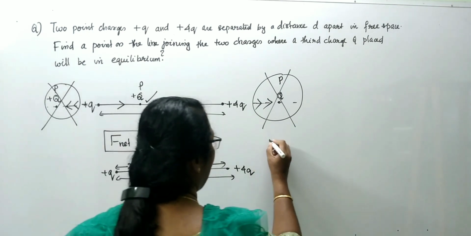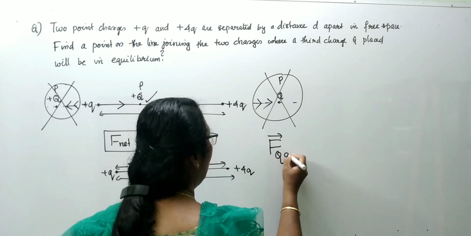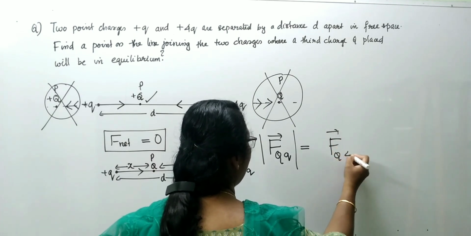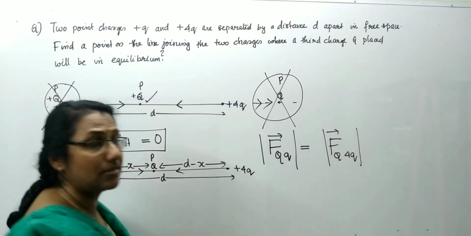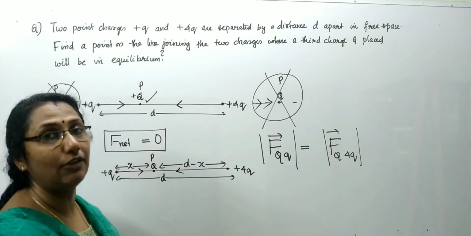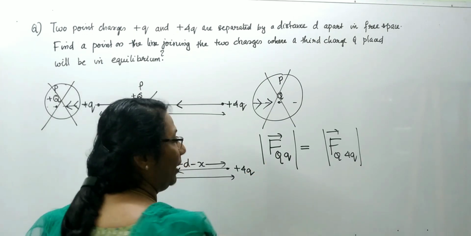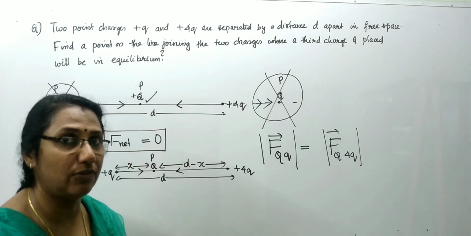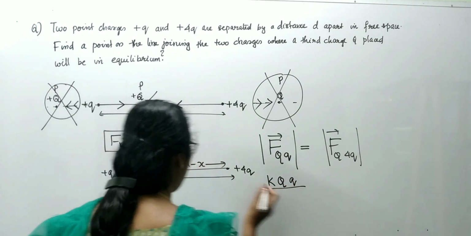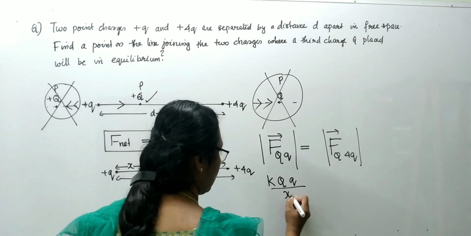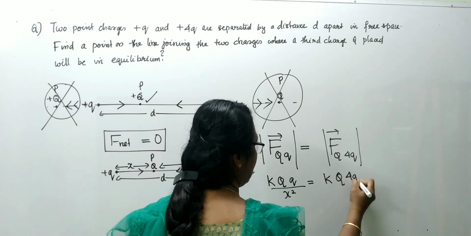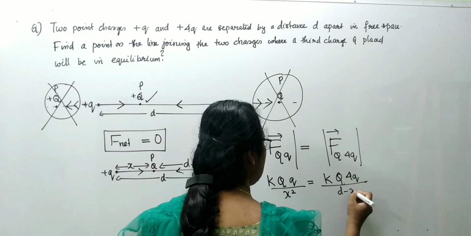So we are going to take the magnitude of force acting on capital Q due to small q, and the force acting on capital Q due to 4Q, to be equal. Then only the system will be in equilibrium. Equal and opposite forces. Opposite means the direction is opposite and the magnitude we have to make equal. So the equation becomes, may I write 1 by 4 pi epsilon 0 as K: K capital Q times q by the distance between q and capital Q, x square. So it becomes equal to K capital Q times 4q by d minus x the whole square.